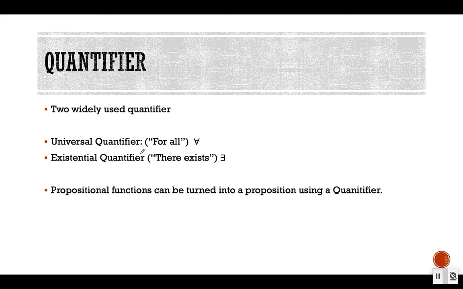We have a universal quantifier, which is read as "for all", and we write it as an upside-down A. Another quantifier is known as the existential quantifier. We use the reverse E, and it is read as "there exists". A propositional function can be turned into a proposition using a quantifier, and we are going to see some examples.